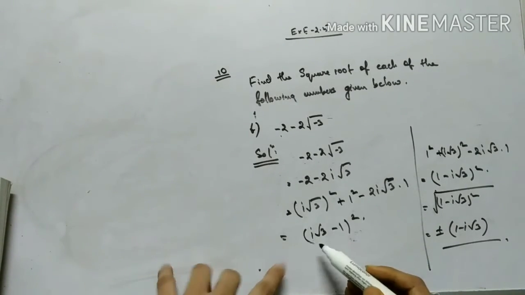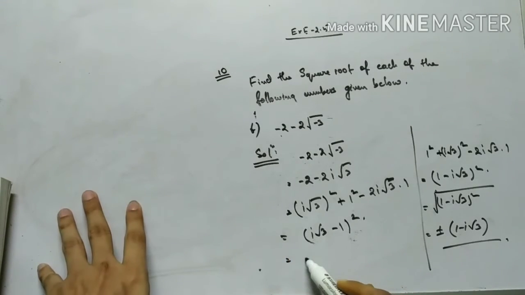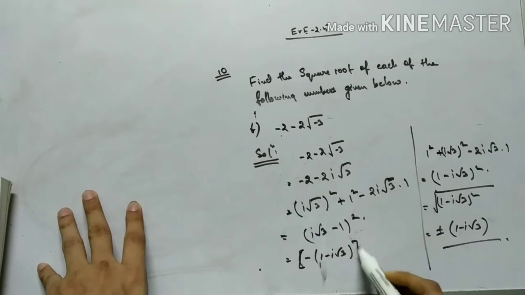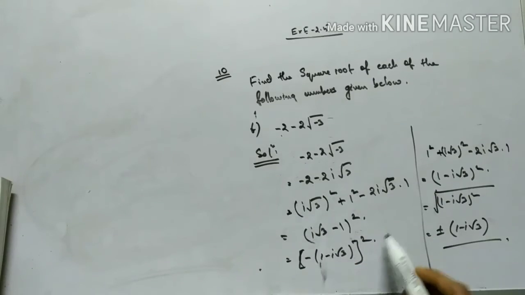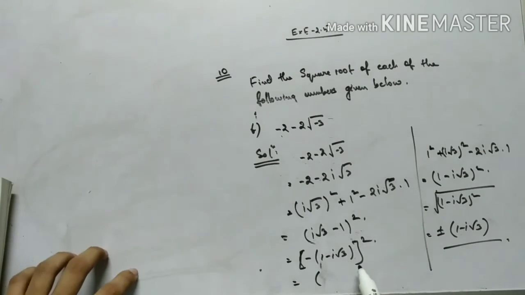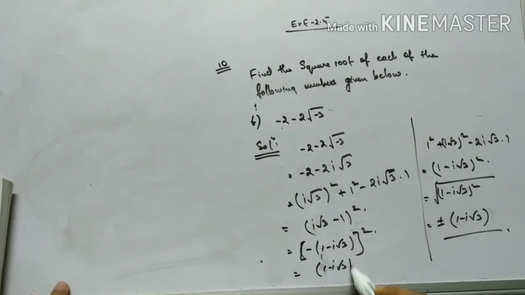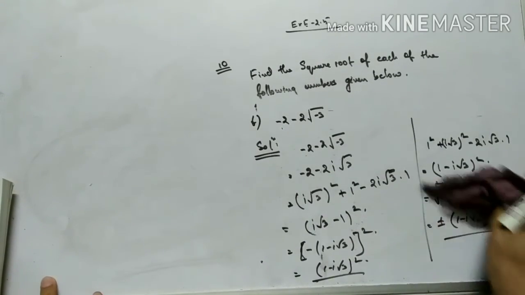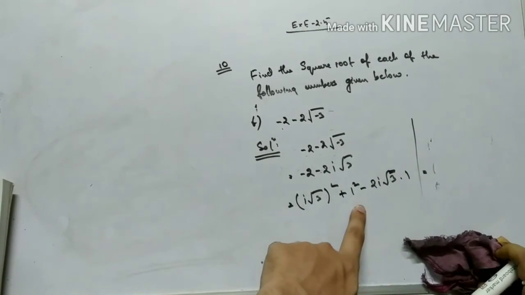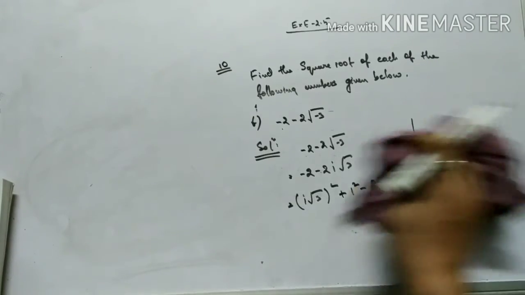Or in place of this, in here you can take minus 1 common. If you take minus common, then in here you will get 1 minus i root 3 the whole square. Now square there, so this is minus there. Ultimately you will get this one only, 1 minus i root 3 the whole square. So my previous answer is also correct, and if you want to match it with the back answer, you can write 1 square plus i root 3 the whole square minus this one.